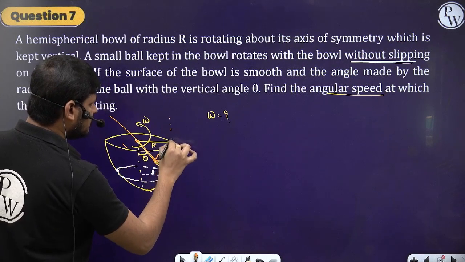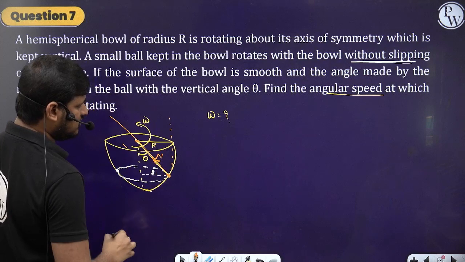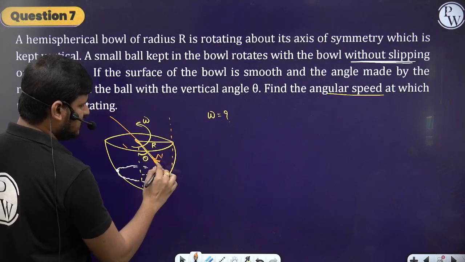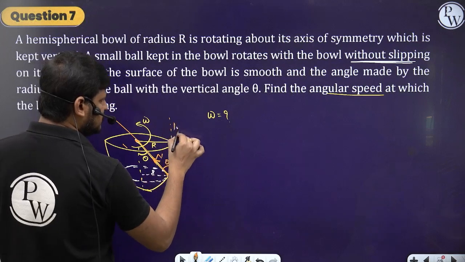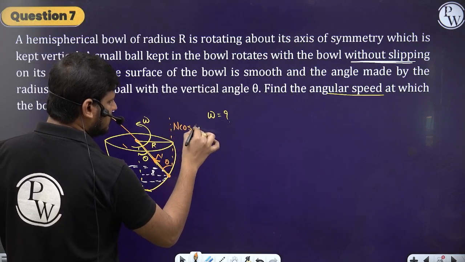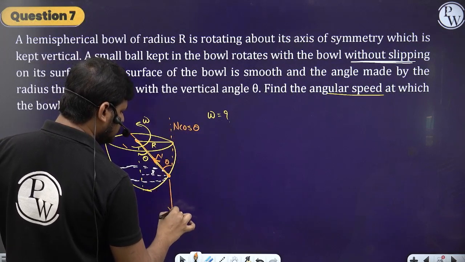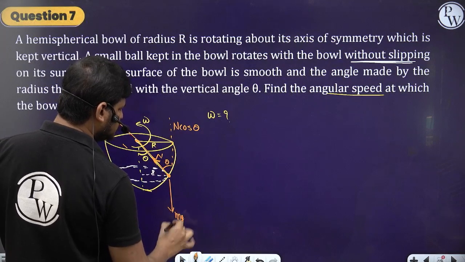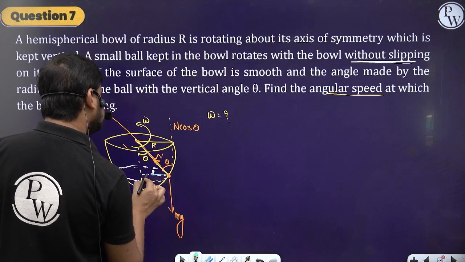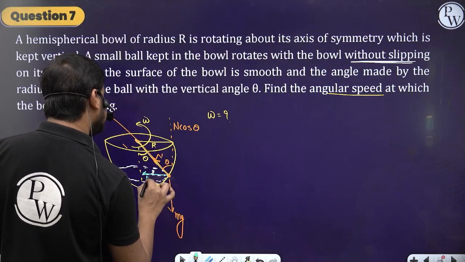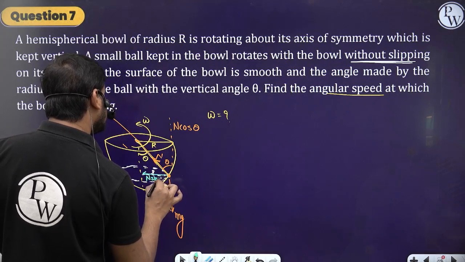So I am drawing a line here, a vertical line, parallel to this one. So if this angle is theta, this angle is going to be theta, so that this is going to be N cos theta. And then here is the ball whose weight is mg. So this is one part. And then towards its center, there is N sin theta which is acting towards its center.